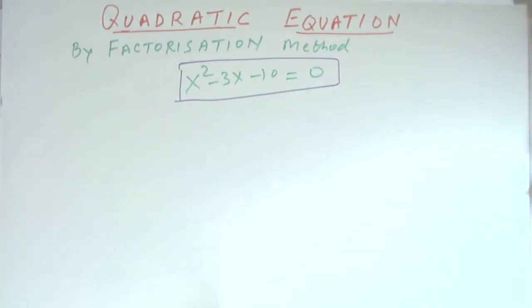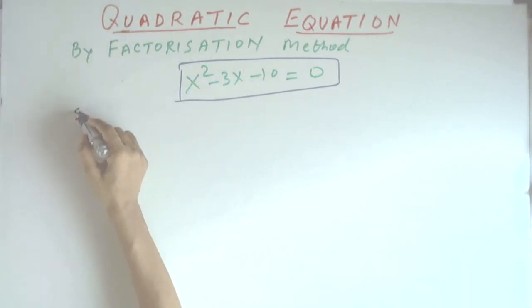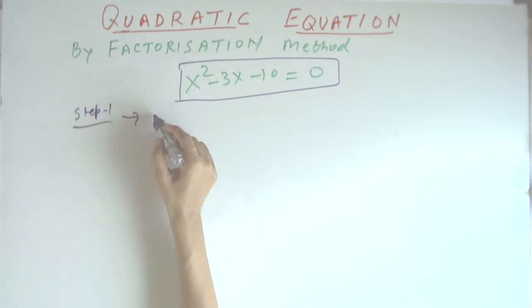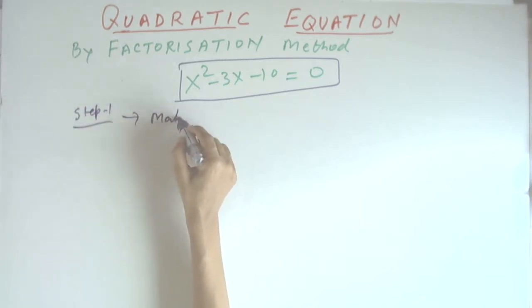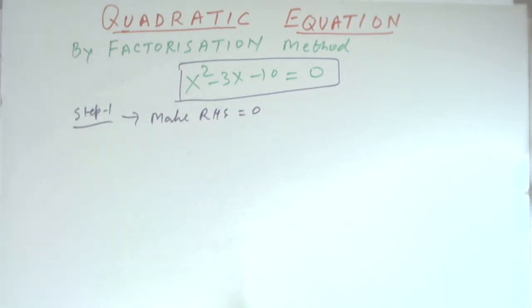So, the first thing which we need to do is, in this method, first step 1 is to make the right hand side equal to 0. In this particular case, the expression is already having right hand side equal to 0.